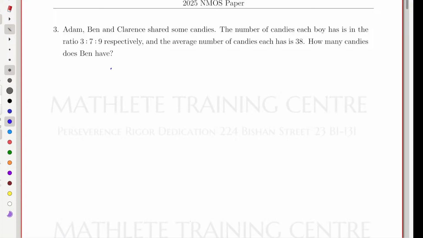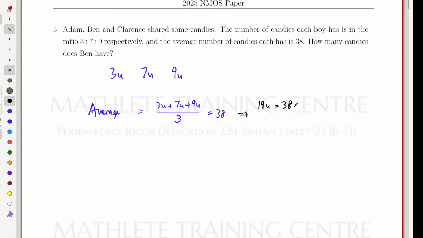So let's say I call them 3 units, 7 units, and 9 units. In that case, what would be the average? In that case, the average will be equal to 3 units plus 7 units plus 9 units divided by 3, right? Because there are 3 people. And this is equal to 38. So what does that tell us? Well, 3 plus 7 plus 9 is 19. So 19 units is equal to 38 times 3.